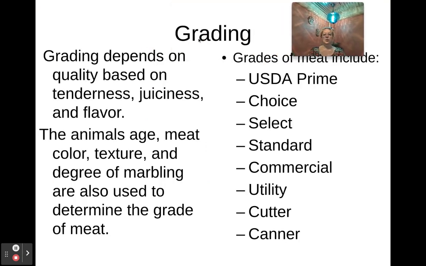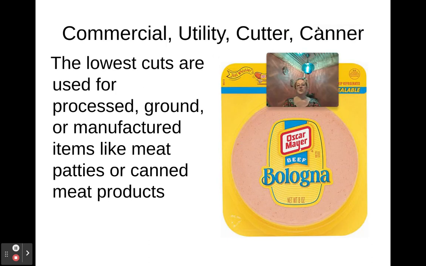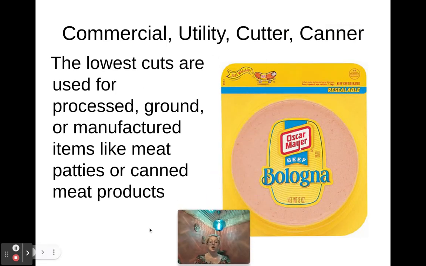So when you're looking at grading, tenderness, juiciness, flavor, the age, the color, the texture, marbling, this is how we determine it. So we have prime, choice, and select. These are things that you would see in food service and restaurants and grocery stores. Standard and commercial are going to be a much lower grade. And then utility, cutter, and canner, these are food items that are reserved for processed food.